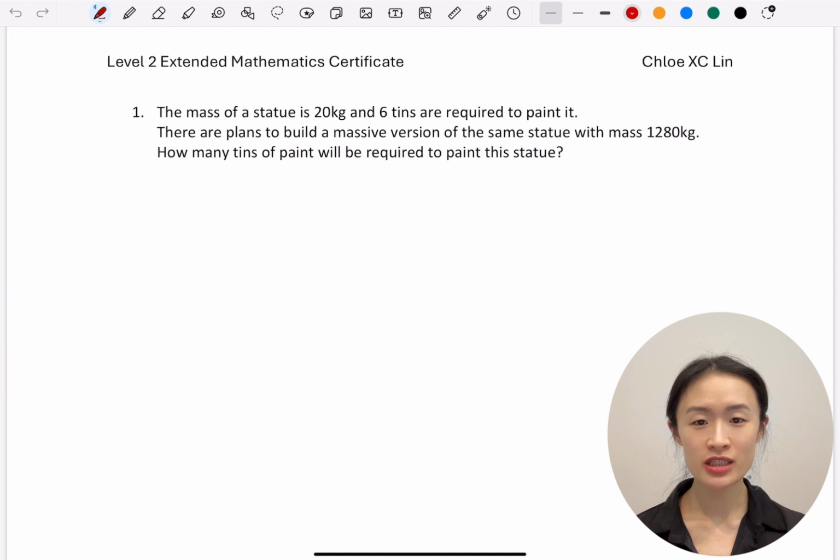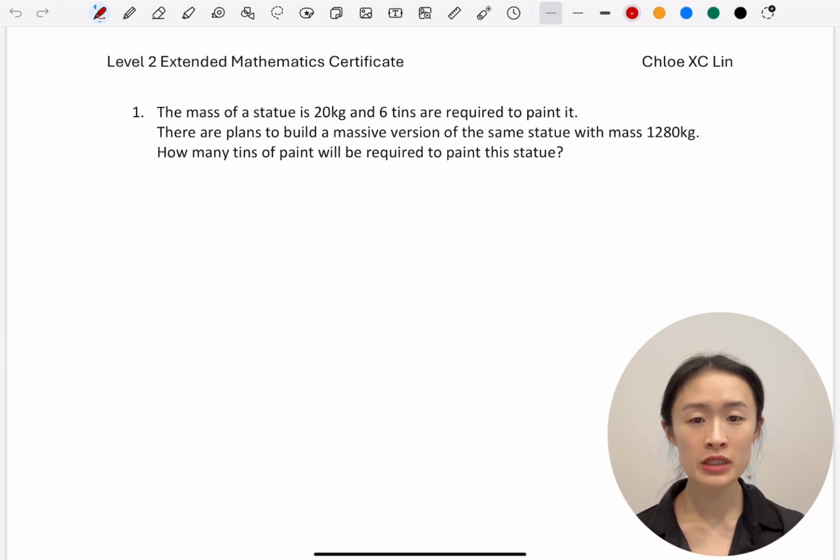In this first question, we are told that there is a statue that weighs 20 kilograms and requires 6 tins of paint to paint it. Now, if we are talking about painting something, we're talking about the area, the surface area. And there is a plan to build a similar version that weighs 1,280 kilograms. And now we are asked to work out how much paint we need if we want to paint it.